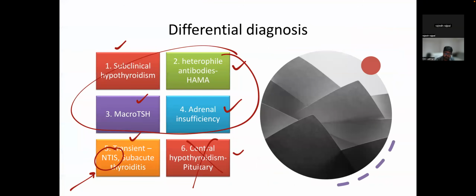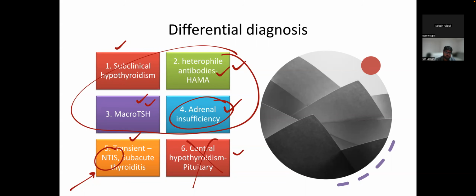As far as differential diagnosis, you can have heterophile antibody, you could have macro TSH. Sometimes patients, like we already discussed, have adrenal insufficiency. If the patient does not have thyroid dysfunction, and just has adrenal insufficiency, TSH can sometimes be mildly elevated, and in that situation, again, this could be a potential differential diagnosis.